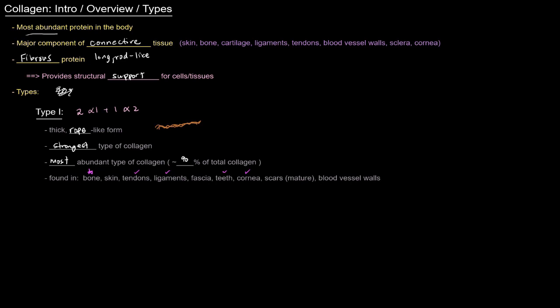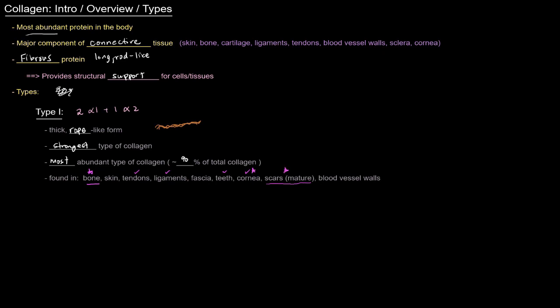Also, it's important that when it comes to scars here, we think of mature scars. It primarily exists in scars that are done forming. When scars are initially forming, you have a different type of collagen. We'll mention that in just a moment. But mature scar tissue has a lot of type 1 collagen in it. One way to remember that bones are there is that type 1 has bones, and the word one is in bone, O-N-E. So type 1, bone. Also worth noting, like I said, the cornea and the mature scar tissue.